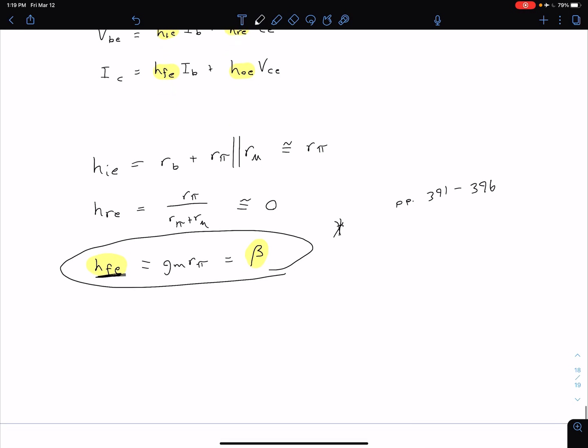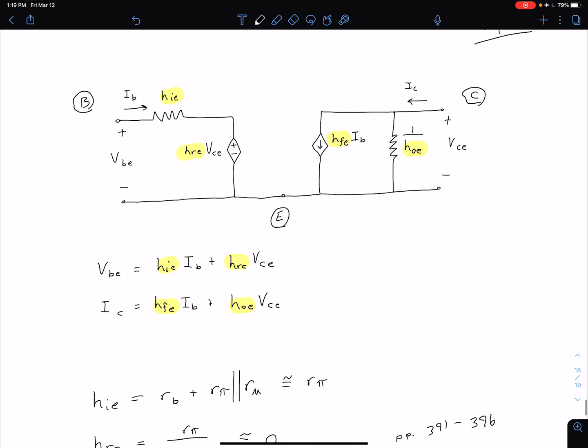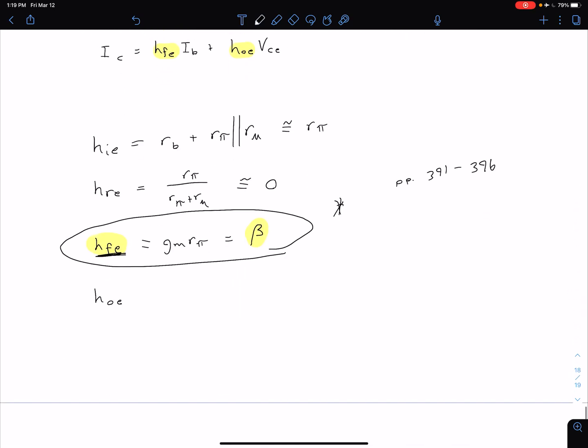Finally, just for completeness, the HOE parameter is relating to our early effect over here on our collector side. We can define that as approximately just 1 over that small signal output resistance that we defined previously.